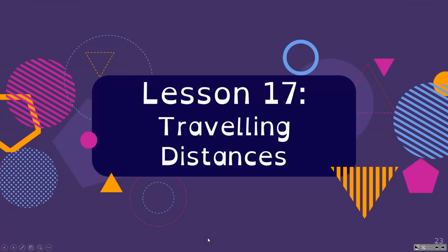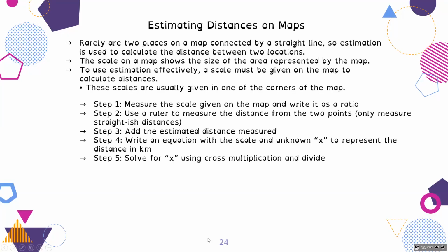All right, lesson 17, traveling distances. So in lesson 17, we estimated distances on maps. Basically, 2 places are very rarely on a map connected by a straight line. That's not how geography works. Our roads go around things. So estimation when you're looking at a map is really quite useful because we don't need it necessarily to be exact.